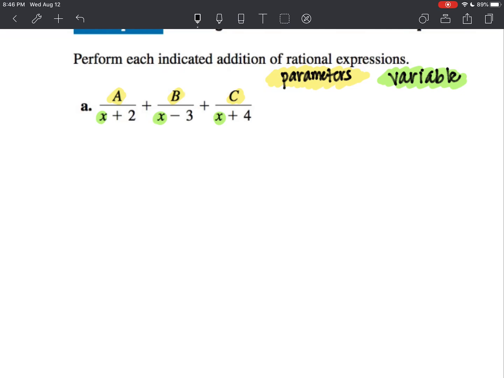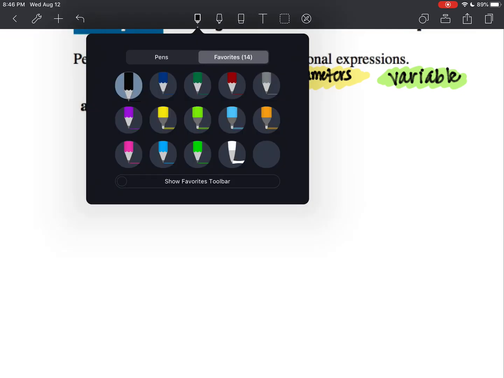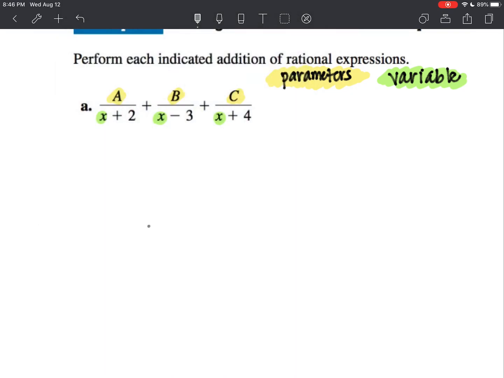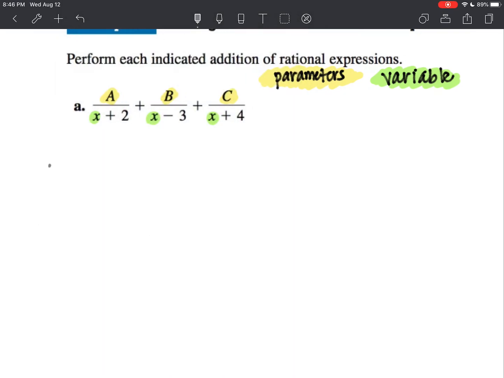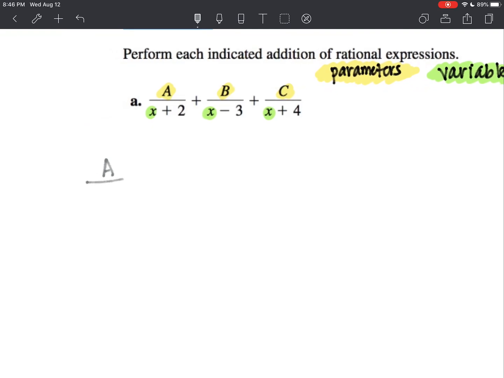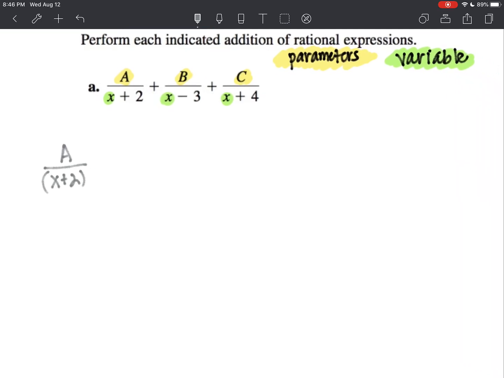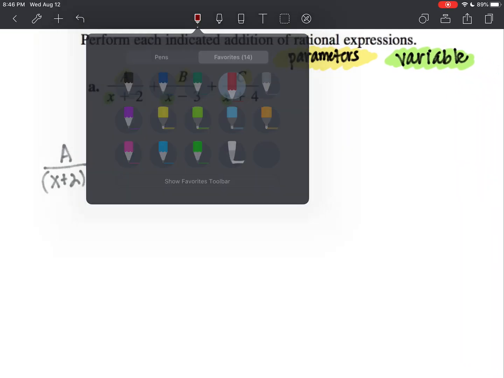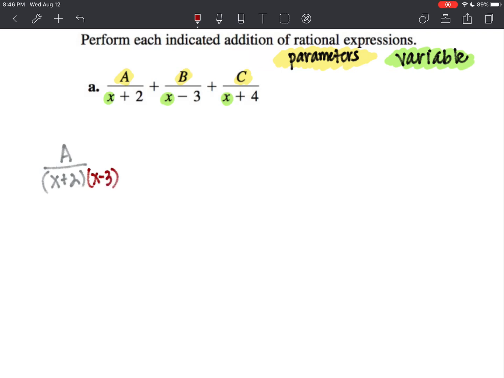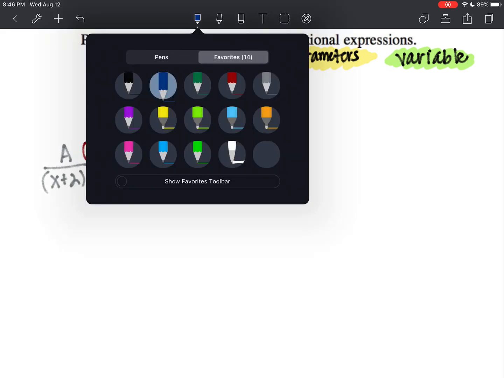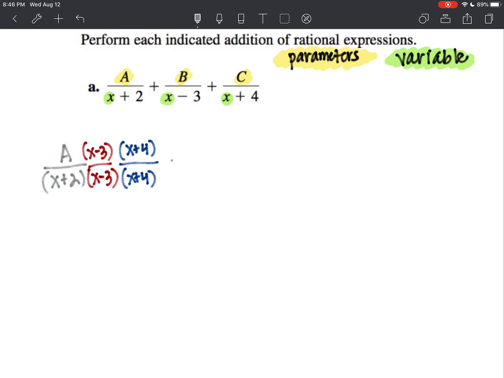So I've got three different denominators. So the first one needs what the other two have. So I'm going to have to take x plus 2, put it in parentheses, but it needs an x minus 3, right? And it also needs an x plus 4. Okay, don't be nervous.